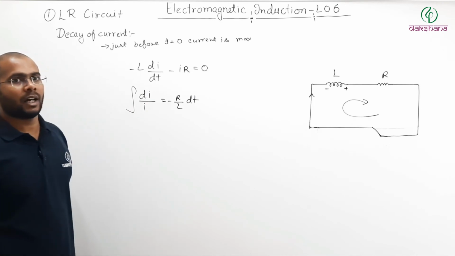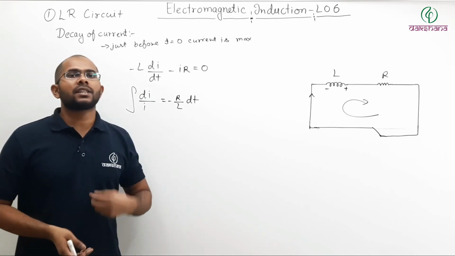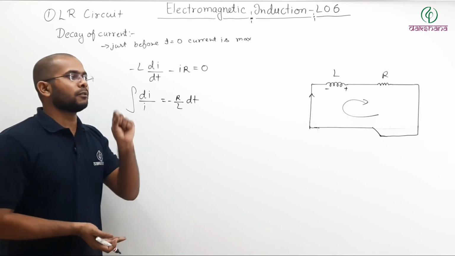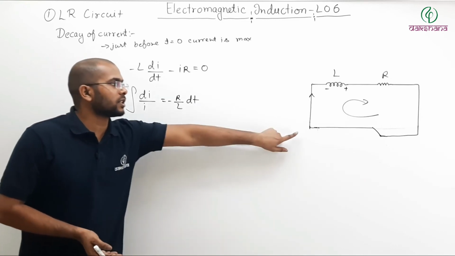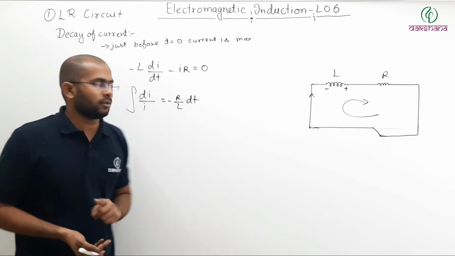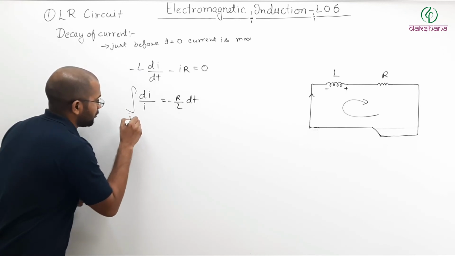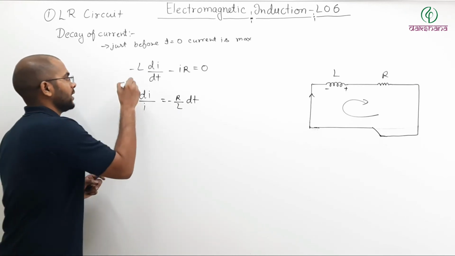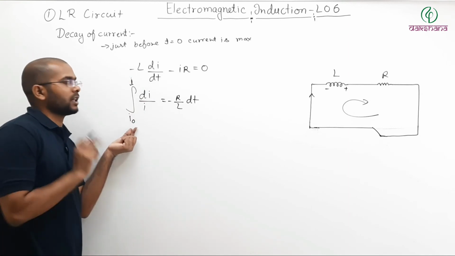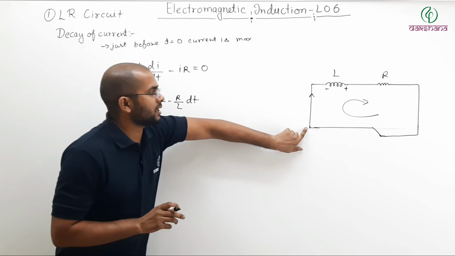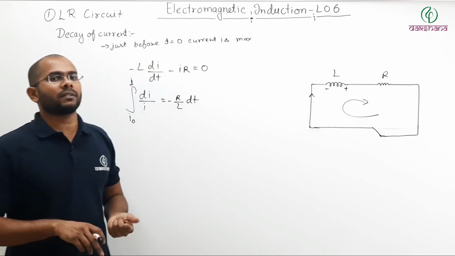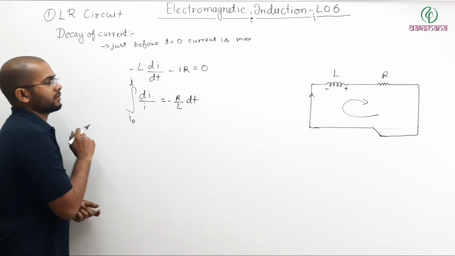Integrate current. Now remember, in this case, the initial current is not 0. At t equals 0, just after the battery is removed, current is maximum, not 0. So your initial value will be I naught and final value will be I. You have to understand that right after the battery is removed, current in the circuit is not 0. Right after, current is maximum, I naught.